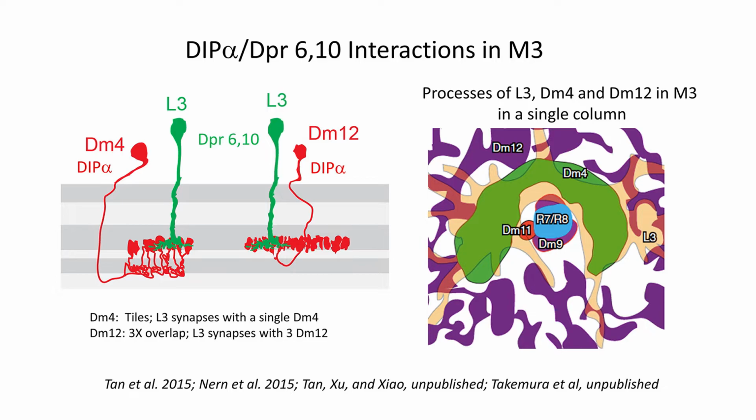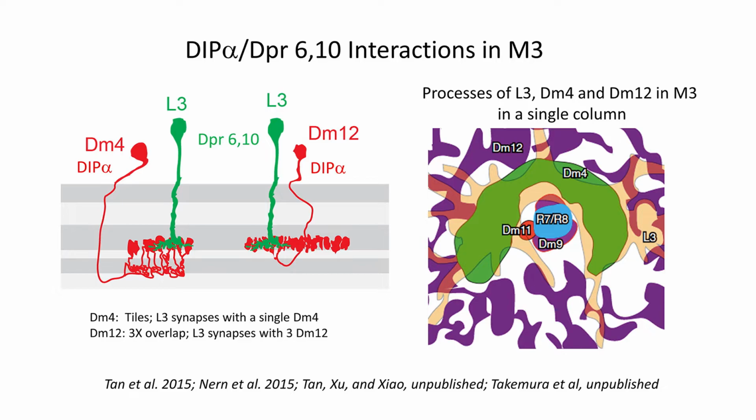The right-hand panel shows the relationship as determined by Alyosha Nern and his colleagues between these terminals within the column. If we're looking down on it, the lowest layer of the processes has this horseshoe, if you will, of DM4 terminals, and then lying on top of that you have L3, and then DM12 is on the sides.